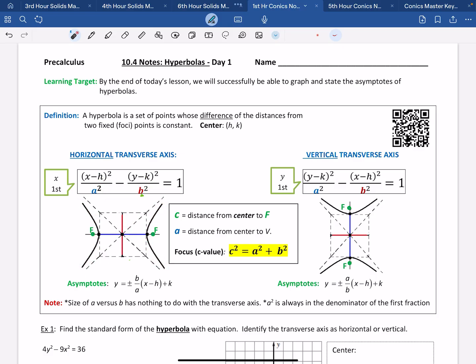All right, and we also have foci, just like we did have in the ellipses, but I want you to kind of think about it like opening up the ellipse. You can think about it that way as well.